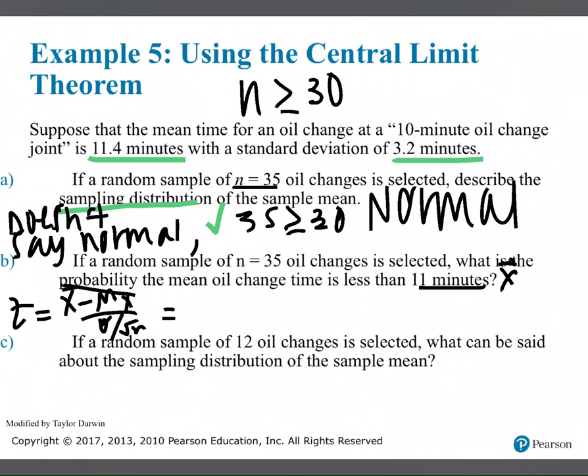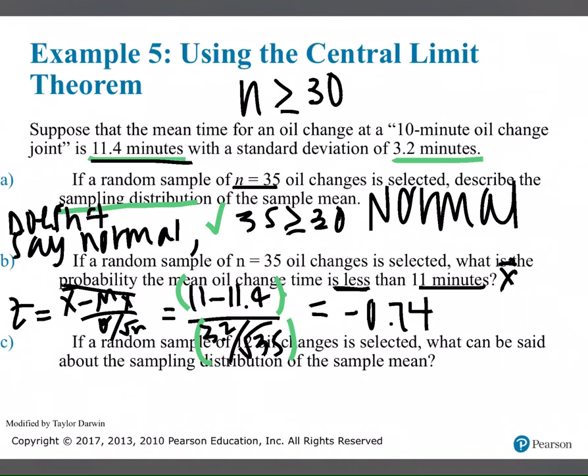My x bar is 11. My mean up here was 11.4, divided by my standard deviation, 3.2, divided by the square root of 35. Remember to keep top together divided by bottom together. If I put that in my calculator, I will get negative 0.74.